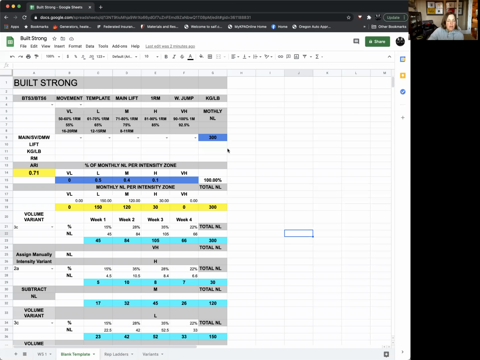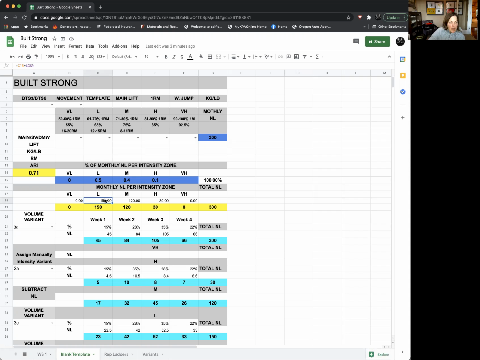Okay, so the last thing that we need to do is establish the monthly number of lifts per intensity zone. And then you have to create formulas so that you can calculate the number of lifts for each intensity zone based on the variant you picked. It's pretty straightforward. Monthly number of lifts per intensity zone, the formula, and I've already got the formulas and I'm just going to show you.